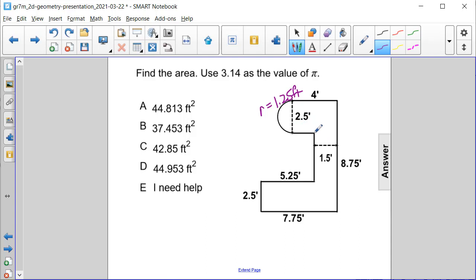So we're going to use that when we're calculating the area of the semicircle. And now let's actually split this into 3 rectangles. So we have a top rectangle, a vertical rectangle over here to the right, and then a bottom rectangle.